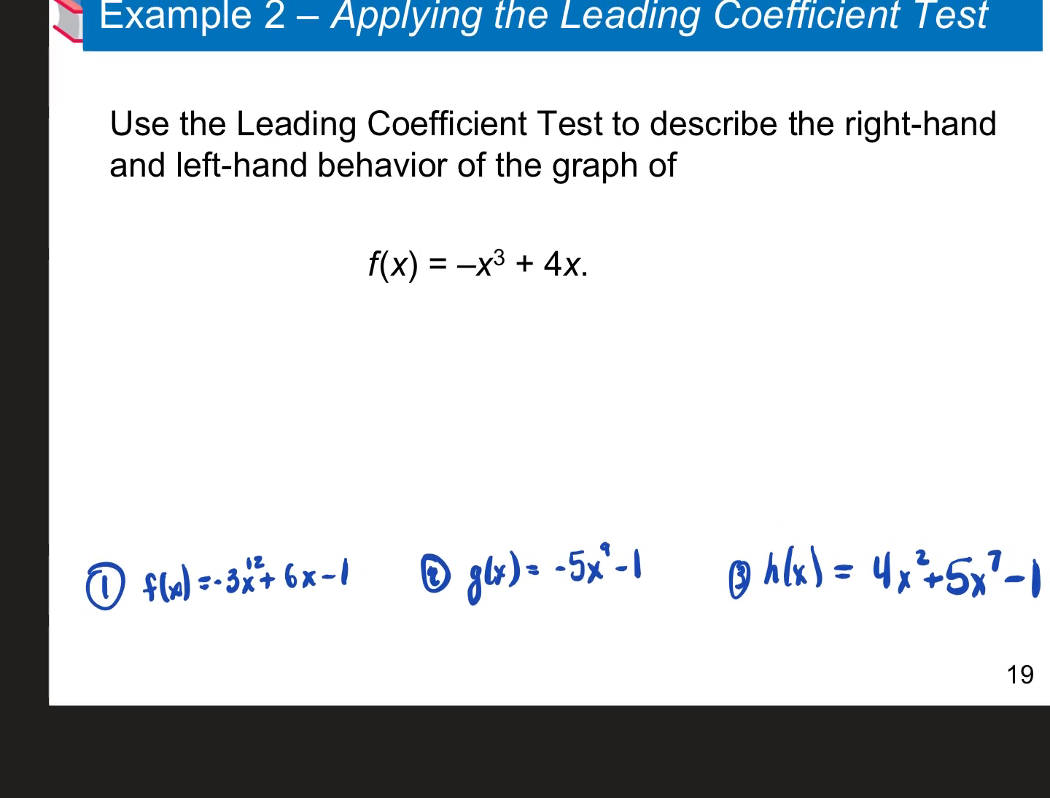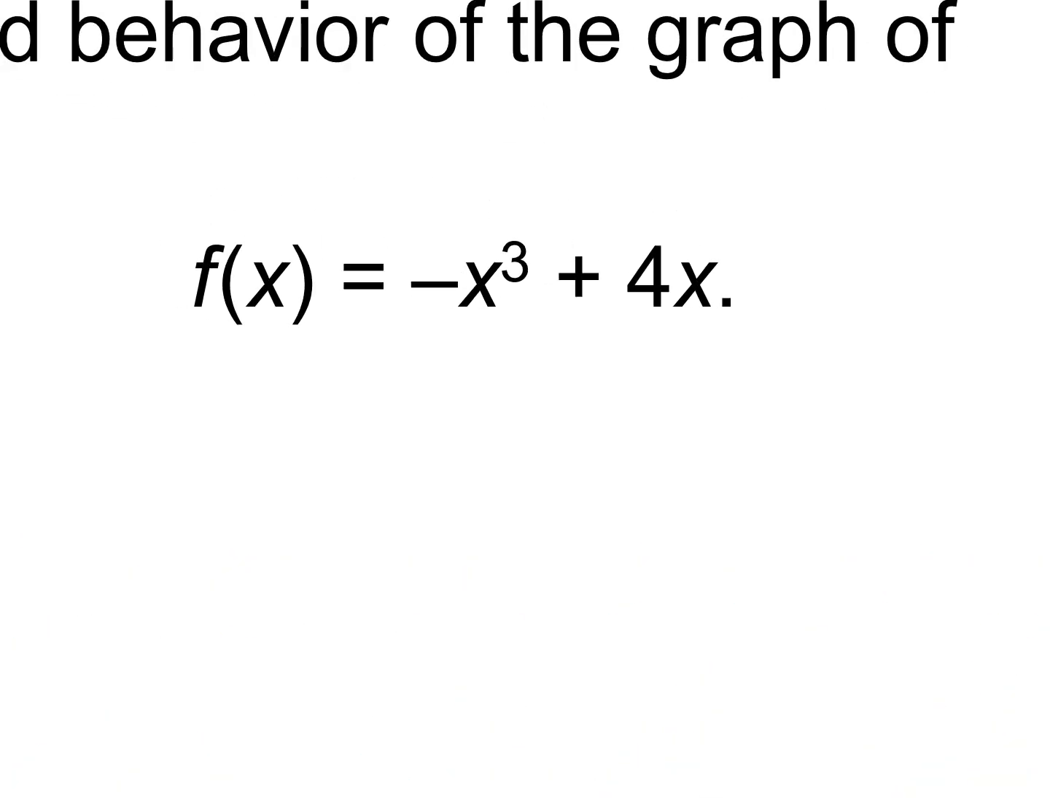All right, here's an example. We're using the leading coefficient test. Just like we did odd, even, neither, we're going to go in steps. The first thing I'm going to do is say, okay, what is the highest exponent I have? 3. 3 is what kind of number? Odd. So I'm going to write the word odd and then opposite, because I know that the direction of the arrows are opposite, correct?